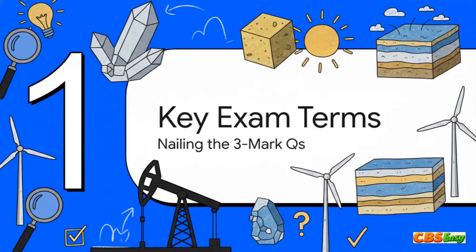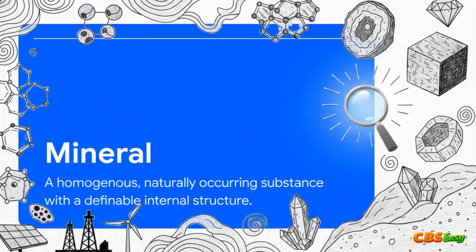So, let's kick things off with some key definitions. Seriously, getting these terms right is how you're going to nail those 3-mark questions. It's the foundation for a great score. First up, what exactly is a mineral? Okay, so the official definition is right here, but for full marks, you have to remember these 3 key words. Write them down if you need to. Homogeneous, naturally occurring, and definable internal structure. You miss even one of those, and poof, there goes a mark.